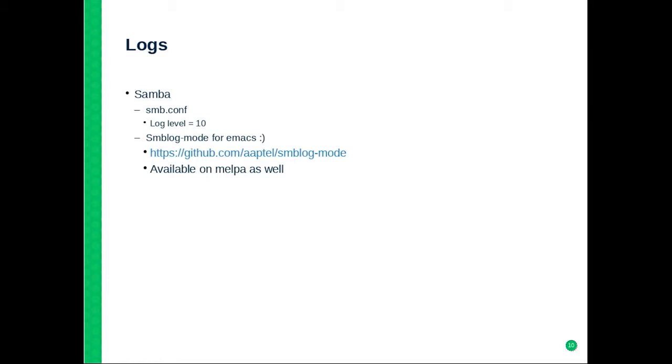So you also have logs. If you're debugging your client, you can try connecting to Samba and setting the config to make it as verbose as possible. It spits out a lot of log. So I wrote an Emacs mode, which allows you to open those logs, and they're easier to navigate. It adds color, and you can filter by things. And so I have a little demo I can show you.